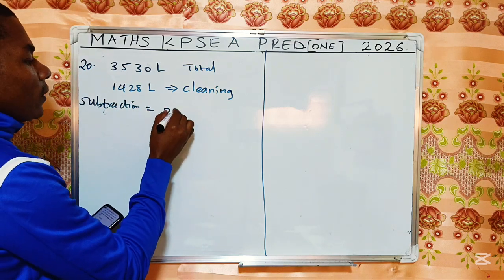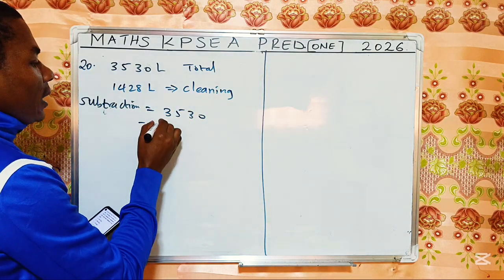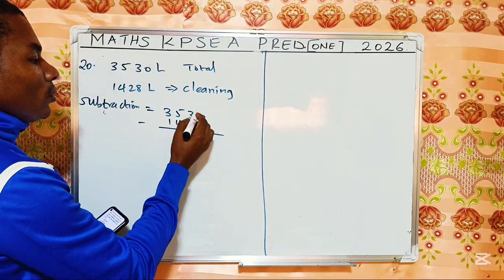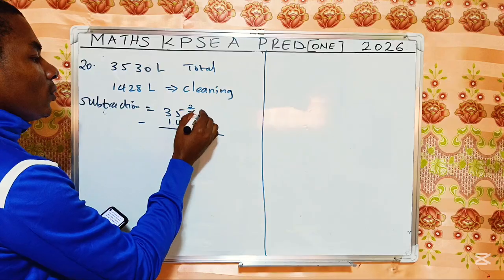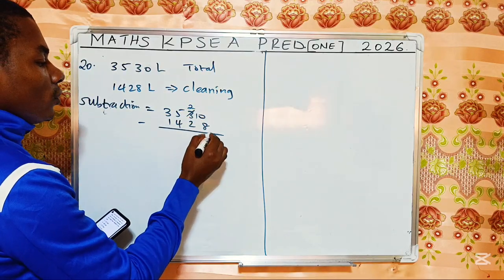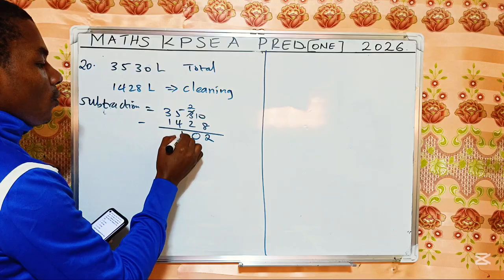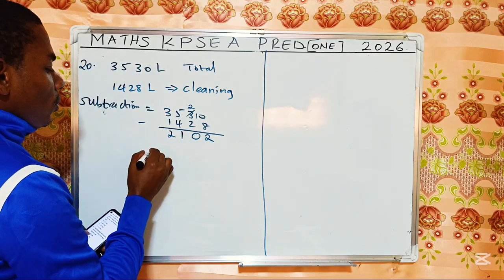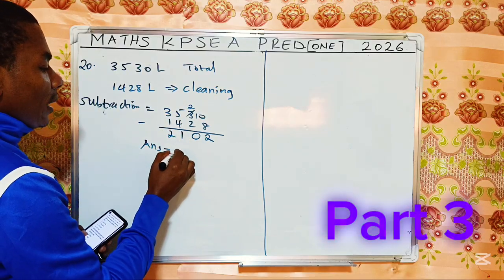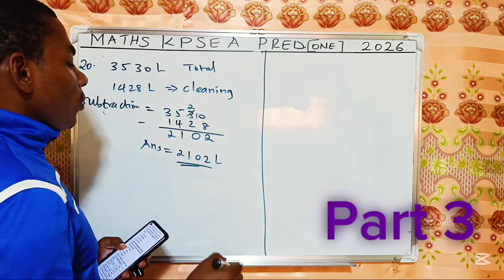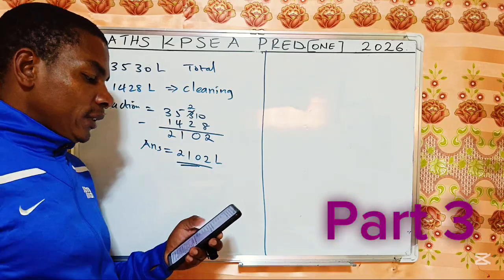So take 35, 30 minus 14, 28. So borrow 1 from here, 2, 10, 2. 2 minus 2, 0. 5 minus 4, 1, upper 2. So the answer is 2102 liters. So 2,102 liters was left in the tank.